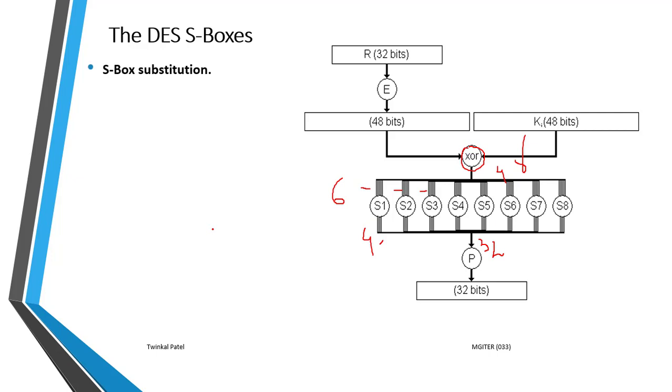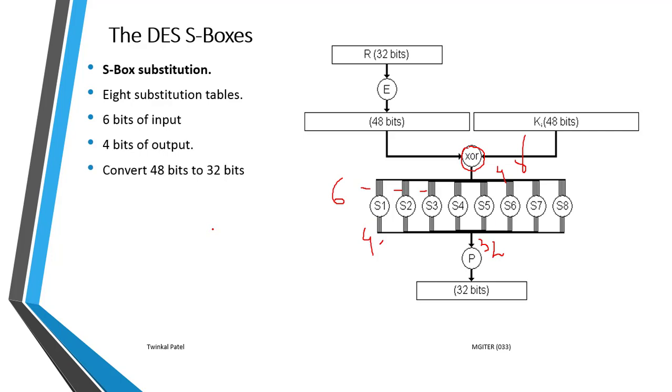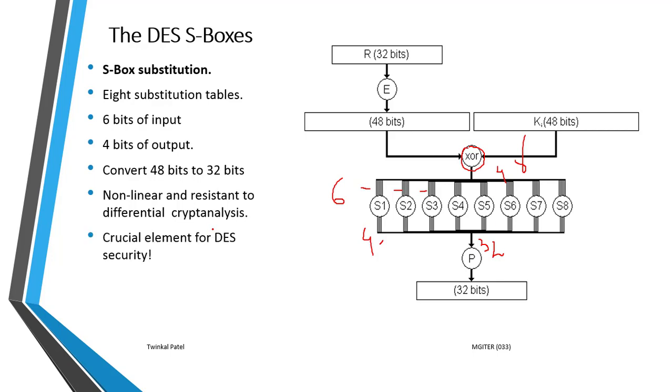So S box is also known as substitution box, which consists of 8 substitution tables. For converting the 6 bits into 4 bits, for all 8, there is a table which converts the 6 bits into 4 bits. So every S box takes 6 bits of input and gives us 4 bits of output. So it is converting 48 bits to 32 bits, and it is non-linear and resistant to different types of cryptanalysis attack. It is a very crucial element for the DES security.